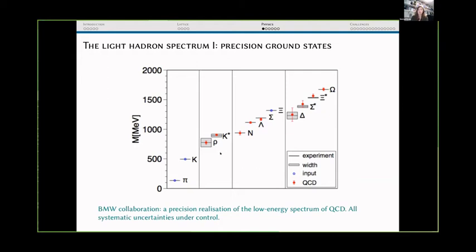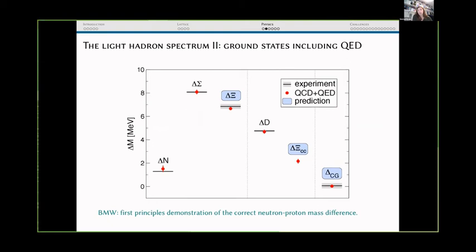So for example, for the rho, where the width is given also by experiment. And you can see also, in this calculation, they have really taken care of all of the uncertainties that arise as a result of the discretization and the numerical simulation, and have really a very beautiful determination of this spectrum. But one can go a little bit further and include, for example, QED effects.